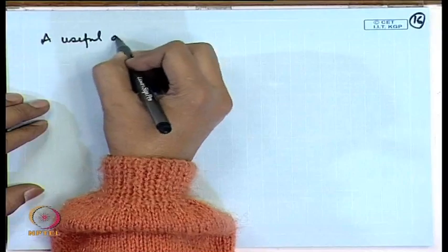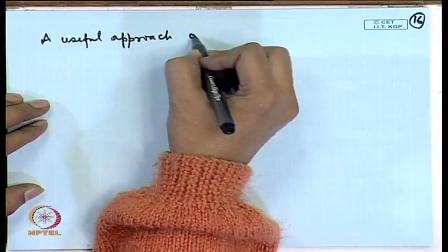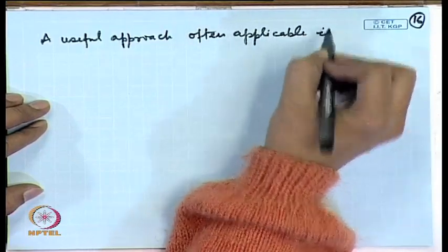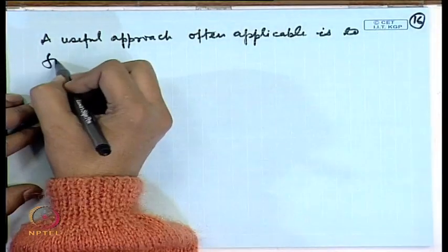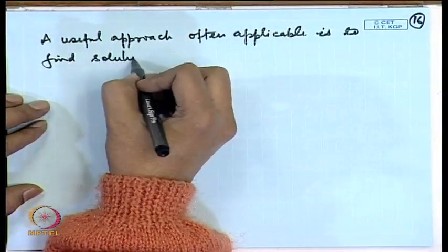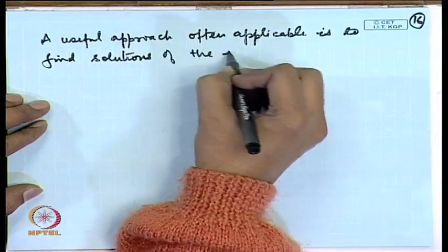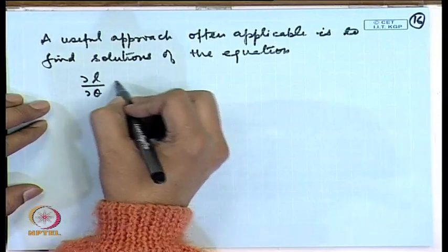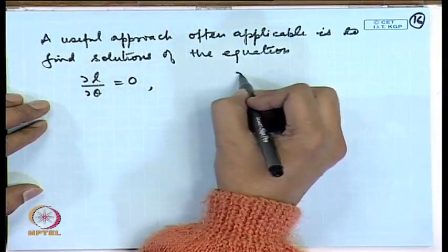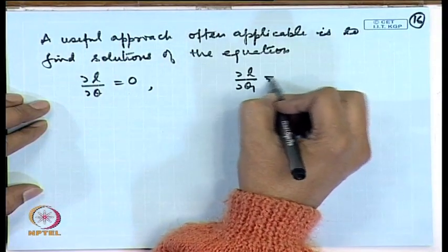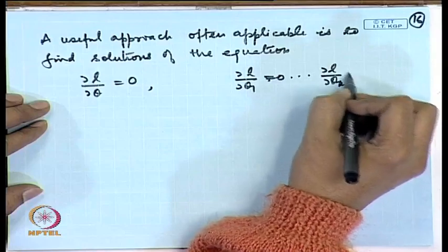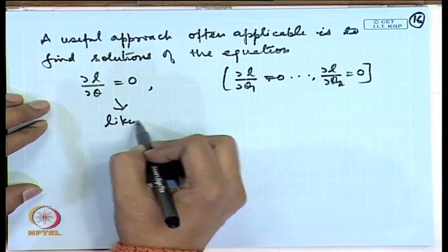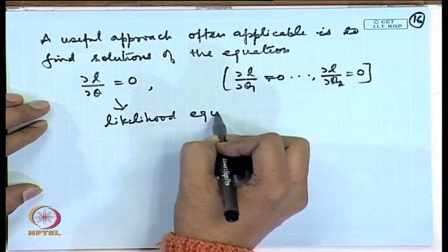A useful approach, often applicable, is to find solutions of the equation del L by del theta is equal to 0 if it is a scalar parameter, or if I have a vector parameter, then I may have to consider several equations. So, these are called likelihood equations.